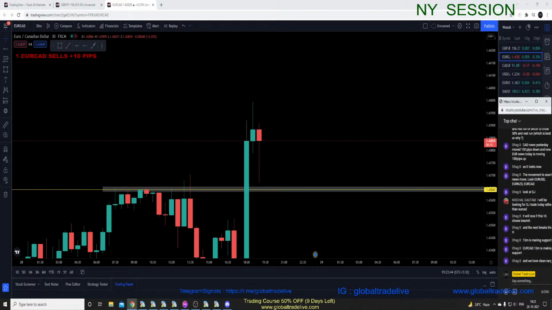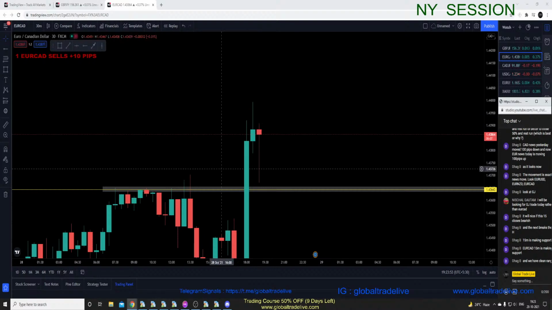Okay, and we have a clean range. Yes, we have a clean range. There will be a retracing candle also. What else we need?